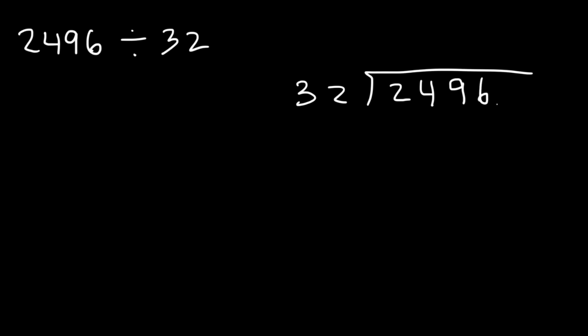So 32 doesn't go into 24. So there's nothing that we can do here. So let's use the first three digits. How many times does 32 go into 249?